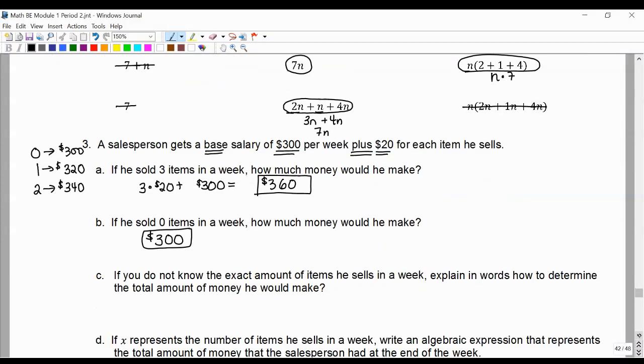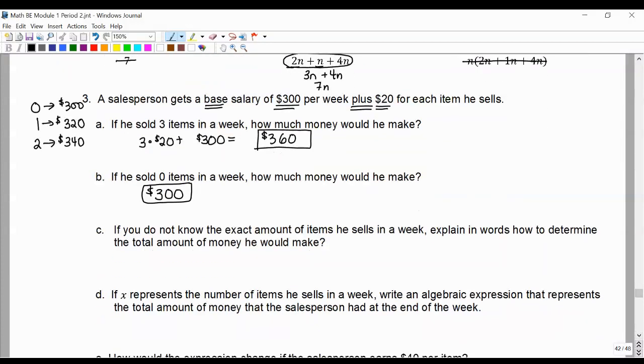Okay. C, if you do not know the exact amount of items he sells in a week, explain in words how to determine the total amount of money he would make. So what did we do? We can kind of think about like A and these other ones. So we take the number of items times $20 plus $300, which is the base salary.